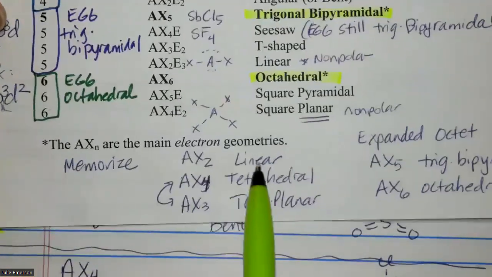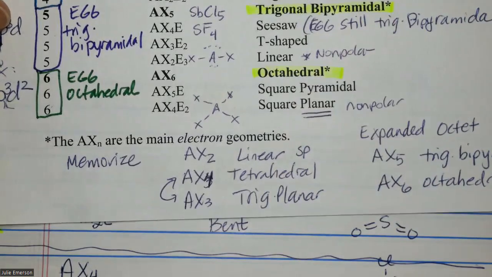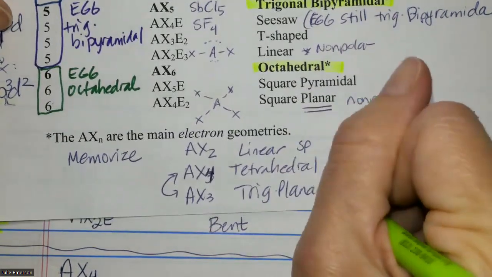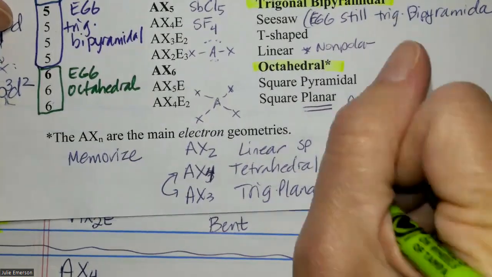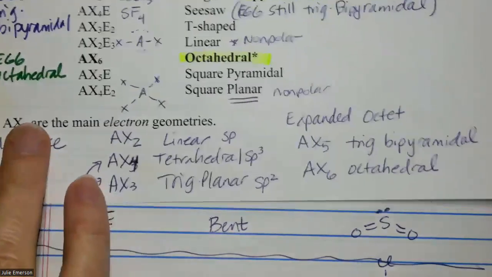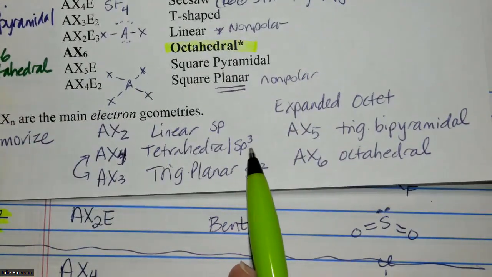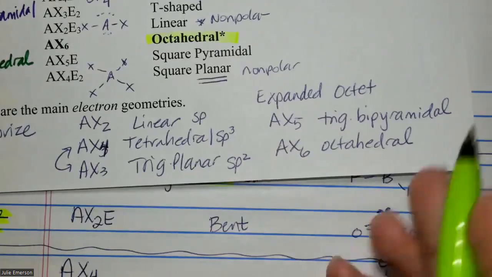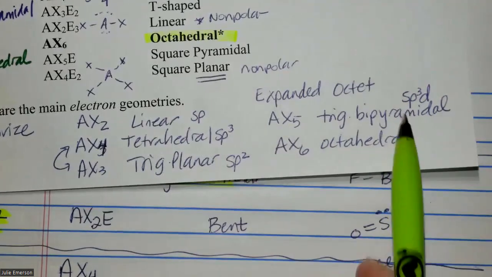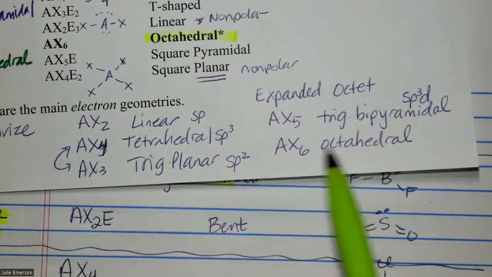So if you know it's linear, you know it's sp. If it is trigonal planar, AX3, then it's sp2. If it's tetrahedral, sp3. Once you've expanded the octet, we've now tapped into d, because remember, there's only 3 p orbitals, so we can't do any more than that. So at this point for AX5, we'd have sp3 with 1 d. So 1, 2, 3, 4, 5 spaces.